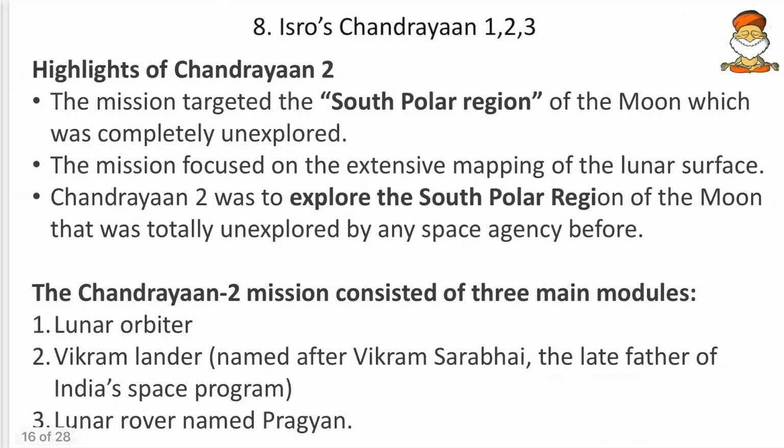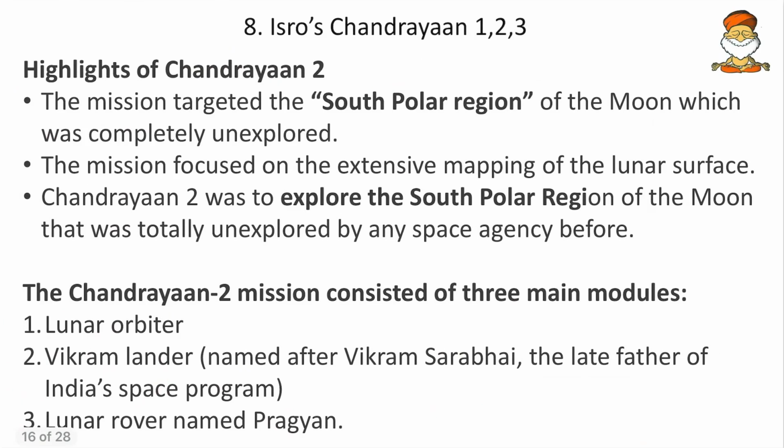Okay. So apart from that, Chandrayaan 2. Here the mission targeted the south polar region. The south pole of the moon, which was completely unexplored. And the mission focused on the extensive mapping of the lunar surface. Chandrayaan 2 was to explore the south polar region of the moon that was totally unexplored. But in that attempt, our Vikram lander crashed down, but the lunar orbiter is surviving even today.